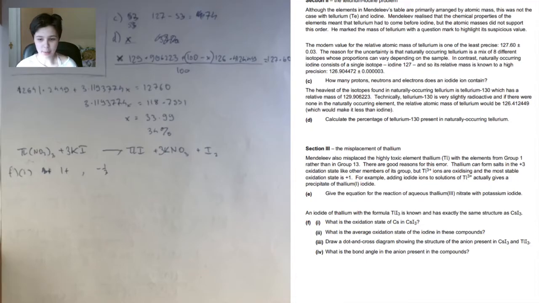After that, draw a dot and cross diagram showing the structure of the anion present in CsI3 and TlI3. This suggests that the anion is the same in each one, which means that it's either I2, I, or I3. The thing is, Cs is probably going to stay in its own because it's a really good cation by itself, so it's probably going to be I3.